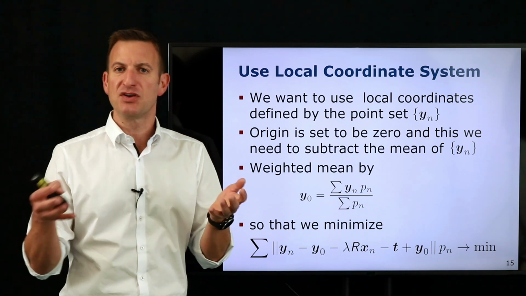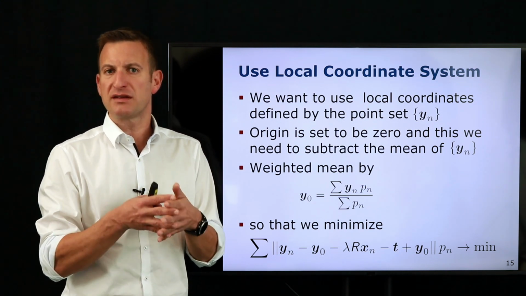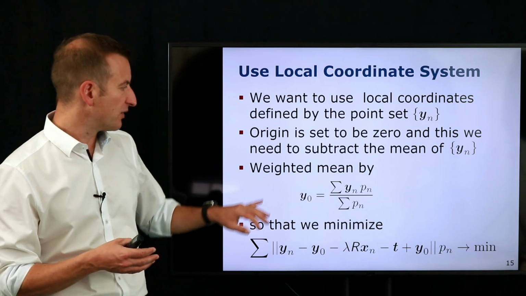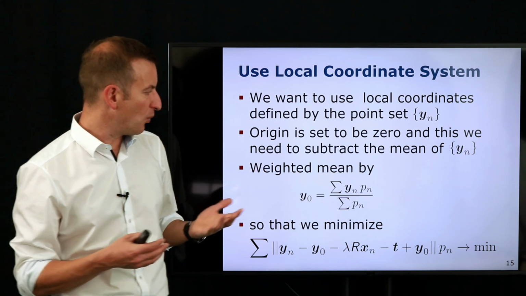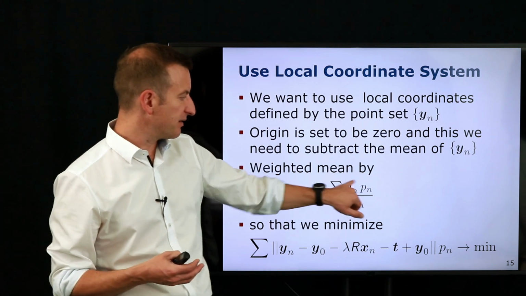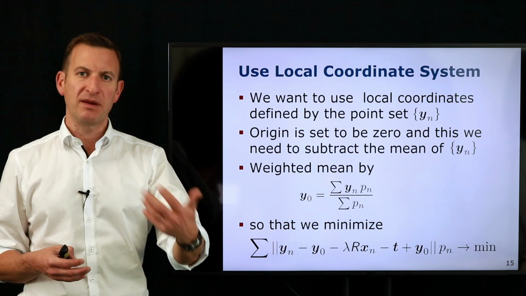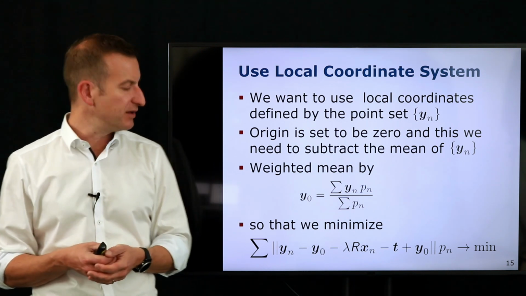So we are basically just expressing this relative to the center of mass of the point set yn. So this can be easily done. I can compute the weighted mean. So I don't take the center of mass into account, but the weighted center of mass, giving points which are more important higher weight here.